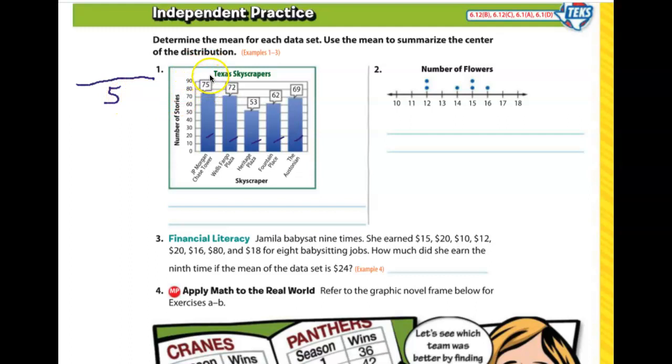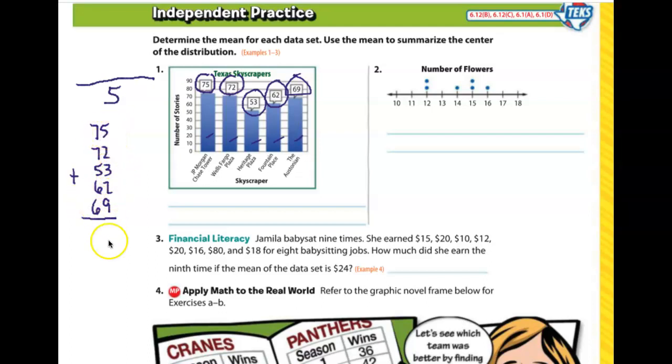Now I'm going to take the 75, the 72, the 53, the 62, and the 69, and I'm going to add them all together. So I'm going to go ahead and write those out. I'm going to pause the video to write those out. Okay, we're actually going to be adding several two-digit numbers together. And you could just add them all up in one long row, but it is also perfectly fine for you to take two of them and add them together, two of them and add them together. You can do them in parts as well.